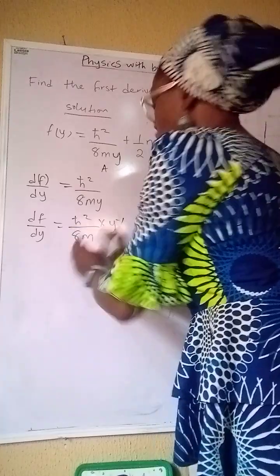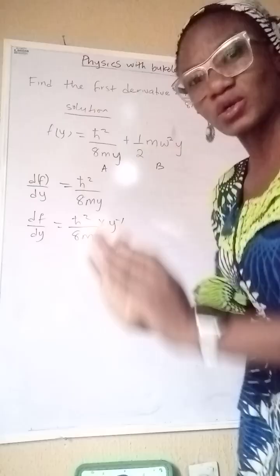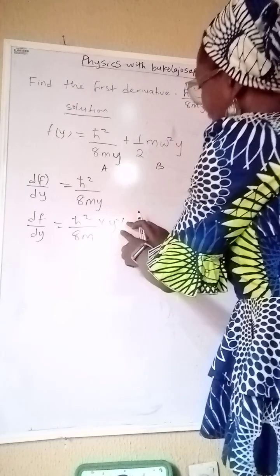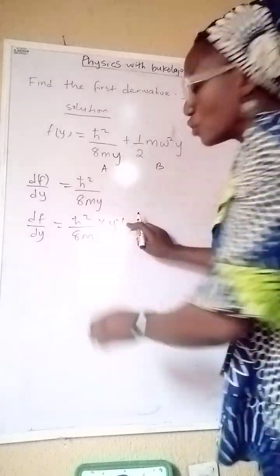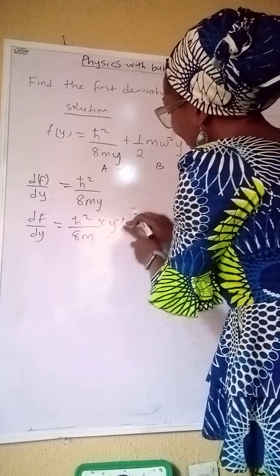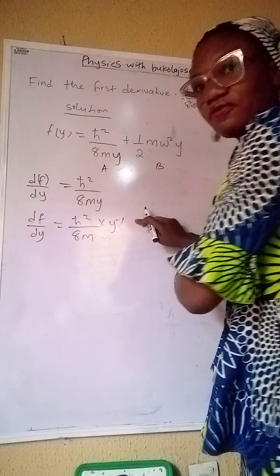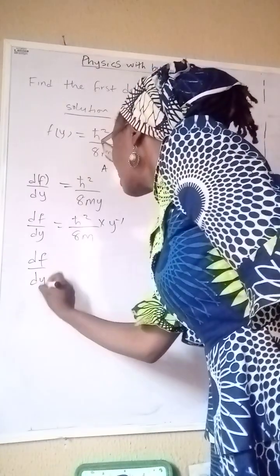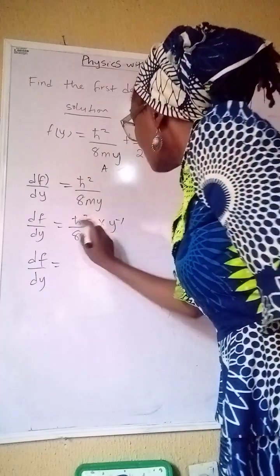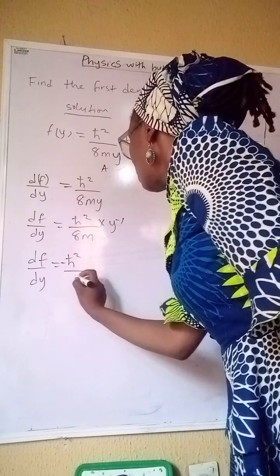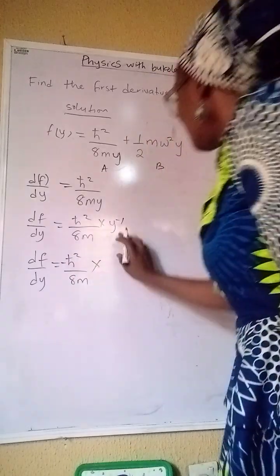This is a constant, so we are going to keep it. We are not going to do anything to it. It's a constant, so we'll keep it. Okay, so now this is our constant. Using the power rule, we are going to multiply by minus 1 and then subtract 1 from the power. So we'll have df/dy is equal to what? If we multiply this by minus 1, it will give us minus h cross all over 8m.